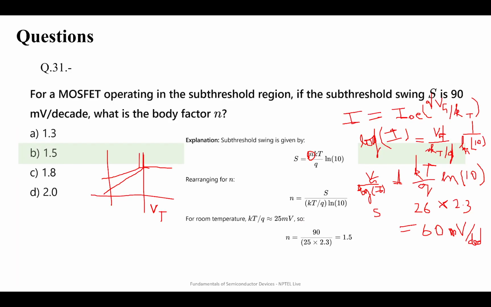So your subthreshold swing is given by n kt by q ln 10. kt by q ln 10 is equal to 60 millivolts per decade at room temperature, at 300 Kelvin. So if you multiply anything greater than 1 to it, it will obviously increase. Like in this case, if you multiply 1.5, it goes to 90 millivolts per decade.